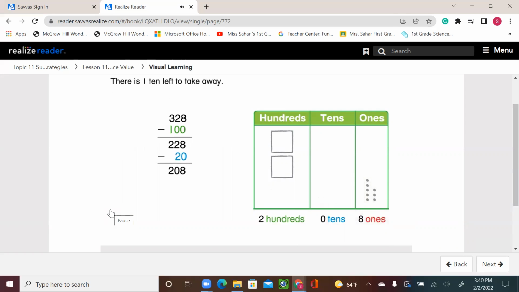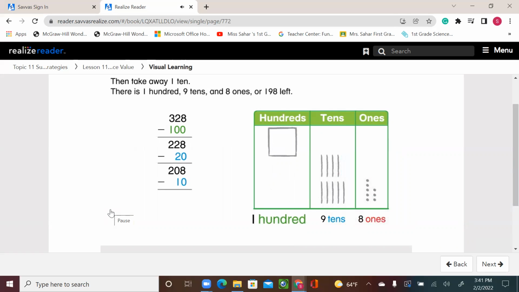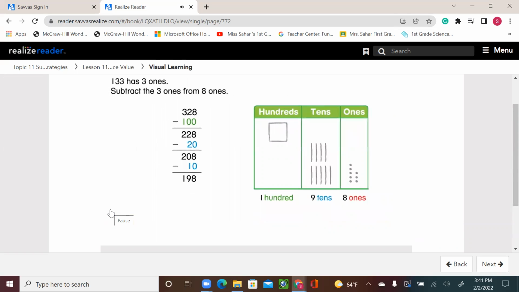There is 1 ten left to take away. Regroup 100 as 10 tens. Then take away 1 ten. There is 100, 9 tens, and 8 ones, or 198 left. 133 has 3 ones. Subtract the 3 ones from 8 ones. What is the difference?